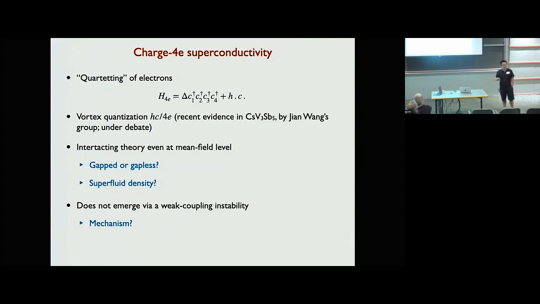Also, since there is no weak coupling instability that drives a metal into a Charge-4e superconductor, an interesting question is what kind of mechanism can drive the system into a Charge-4e superconductor? And if we know that the mechanism for Charge-4e is not at weak coupling, then there is no reason to expect that the mean field theory we write down for the Charge-4e superconductor is a weakly interacting system, right?